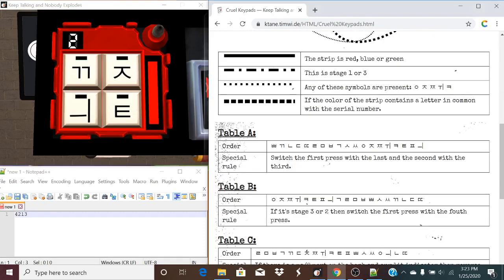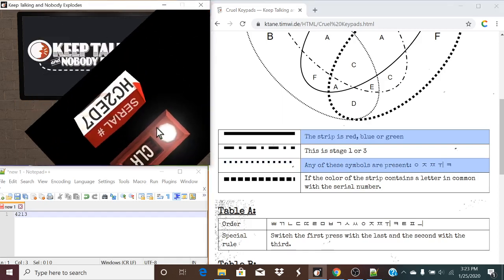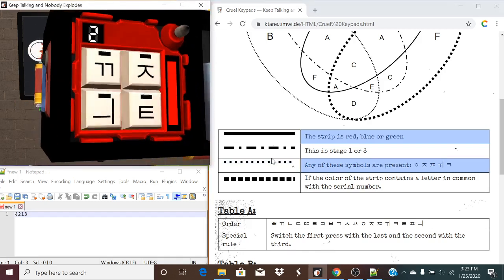So now, each time we're going to have to look through this because it's bound to change. So strip red, blue, or green? Yep, the strip can change, just as an FYI. This is stage 1 or 3. No, this is stage 2. So this does not apply. Any of these symbols present? Yep, same one right there. And red, we said that did share a common letter with the serial number, Echo and Delta.